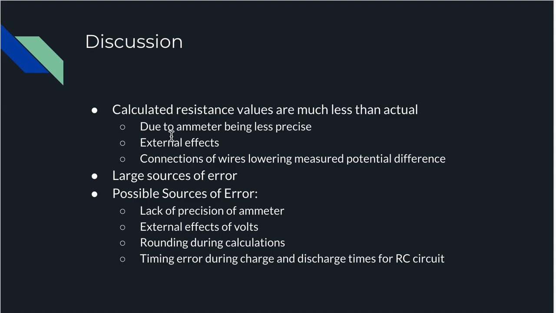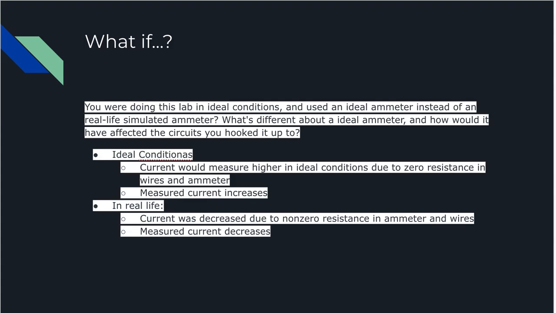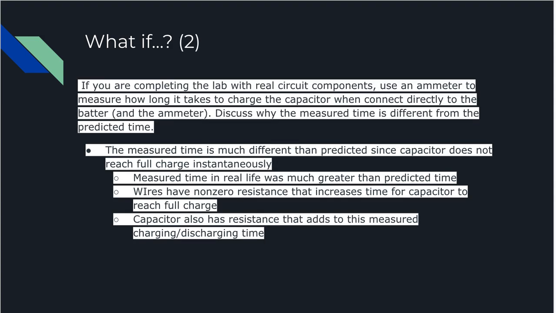Then the discussion: calculated resistance values are much less than the actual resistance values, just because the ammeter was less precise. We were doing it in real life, so there were a lot of external factors that could have happened with the connections of wires, lowering the measured potential difference. Large sources of error were the lack of precision of the ammeter, external effects, and timing error. In ideal conditions, the current would actually measure higher due to 0 resistance in the wires and ammeters, and so the measured current would increase.